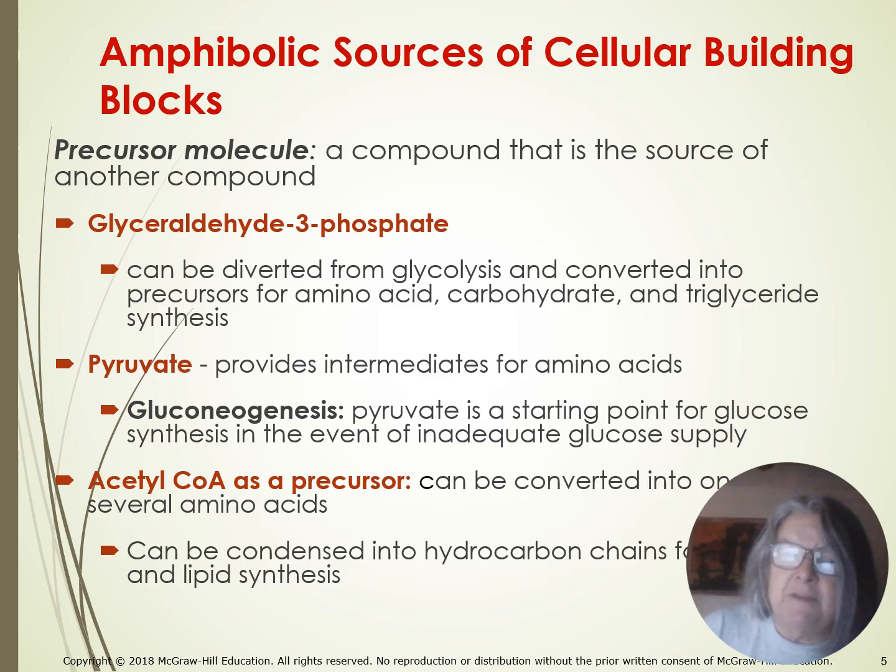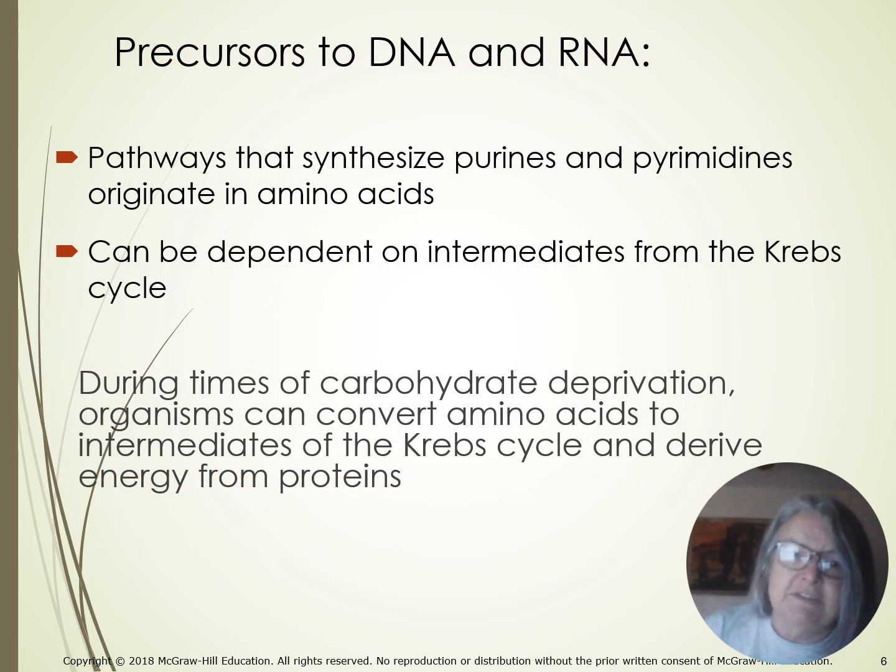Pyruvate provides intermediates to build amino acids. And also we can use pyruvate as a starting point to make glucose, and that is called gluconeogenesis. Great big old long word, and really all it means is making glucose. So using pyruvate just to make glucose. If you start to run out of that sugar, the cell can make more. And then acetyl-CoA is also a precursor and can be converted into several amino acids and condensed into a lipid formation.